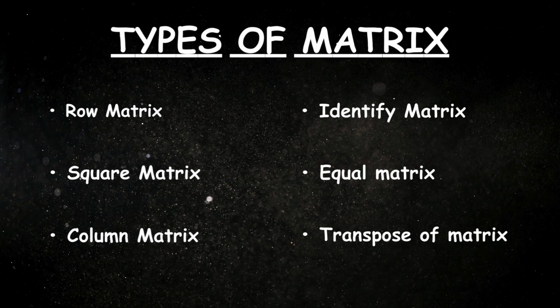Next, we are going to talk about types of matrix. As you can all see, we have 6 types of matrix. First, row matrix, square matrix, column matrix, identity matrix, equal matrix, and the last is transpose of matrix.